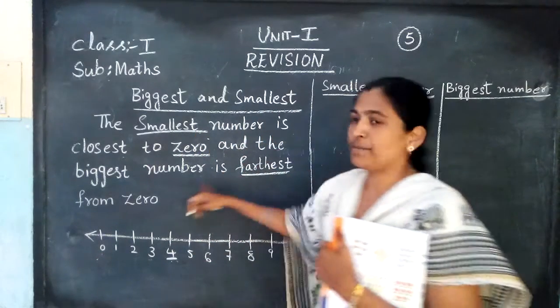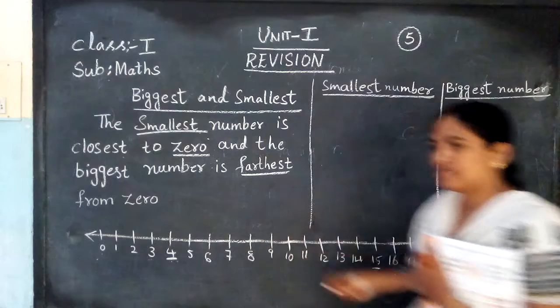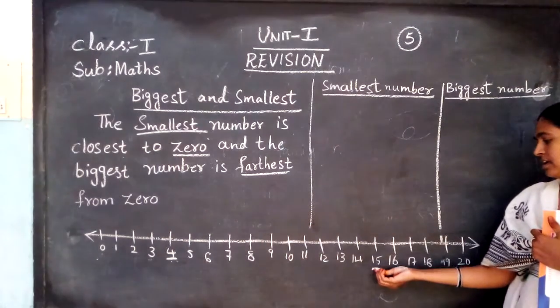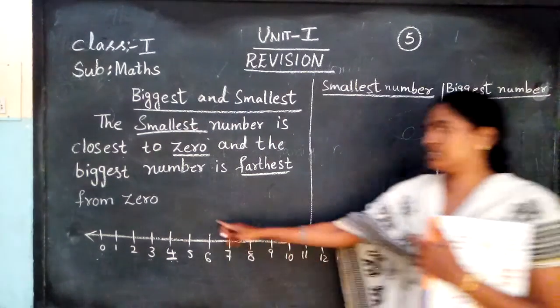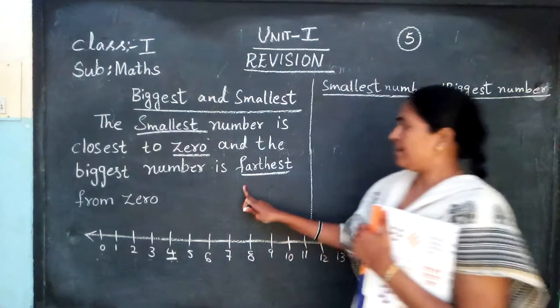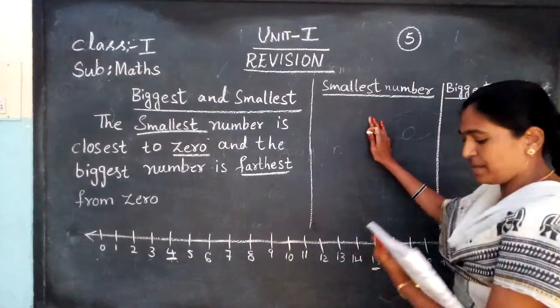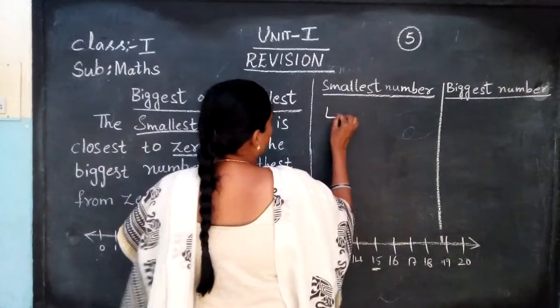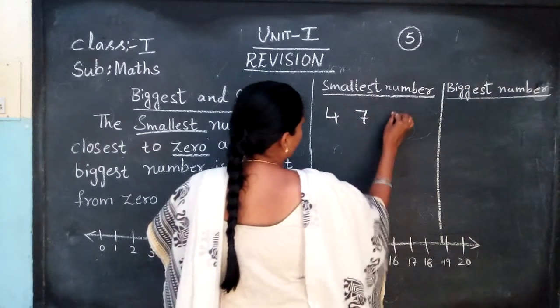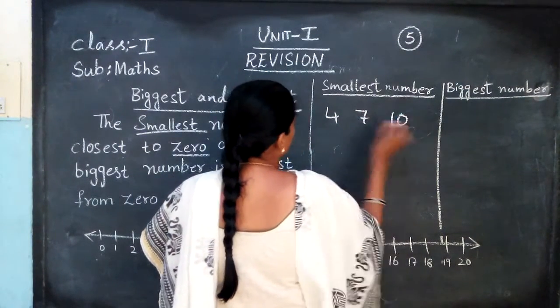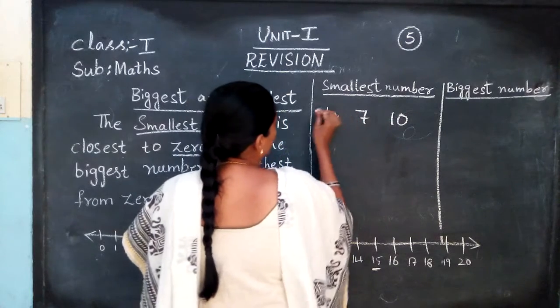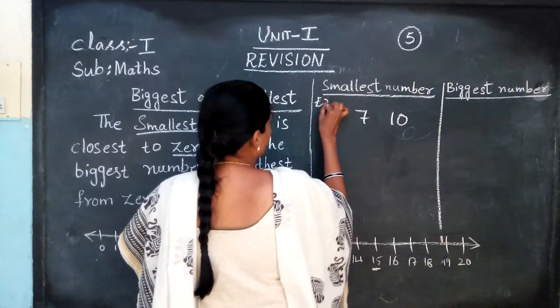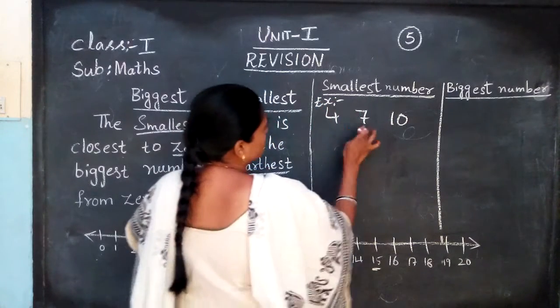And the biggest number is farthest from 0. Suppose I am taking 15. It is farther from 0. It is a bigger number. Some examples of the smallest numbers: 4, 7 and 10.